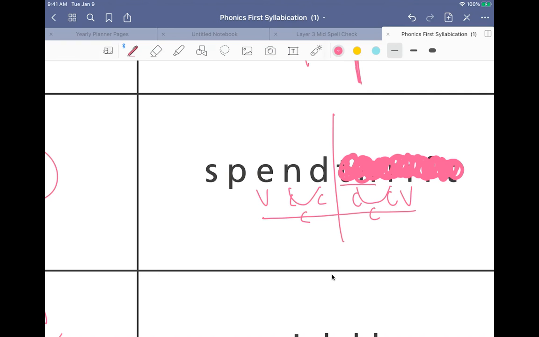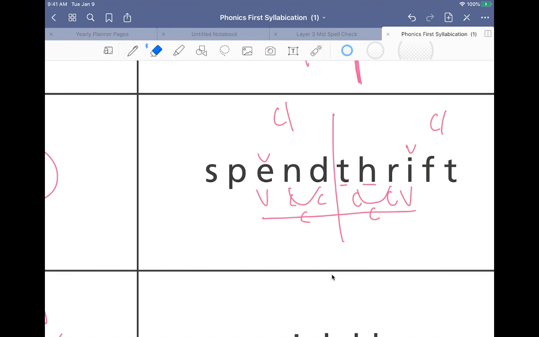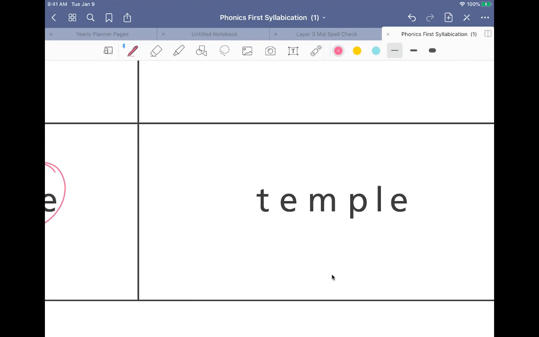All right, it says open or closed. It's closed. The E is short. It says eh because I've got those two consonants after it. Is this open or closed? It is closed. The I says ih because I have the two consonants after it. So my word is spendthrift. Spendthrift. Okay? All right.